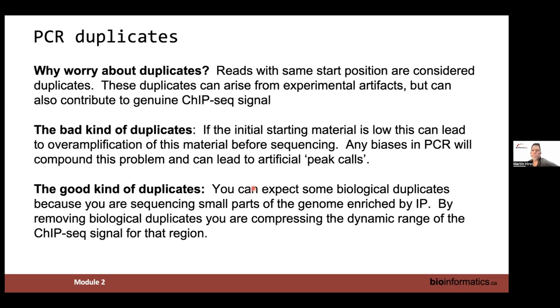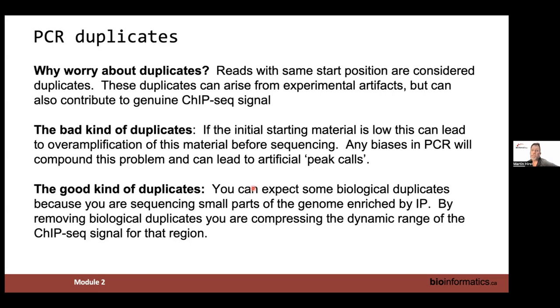So why do we care about these duplicates? Well, clearly these duplicates can introduce experimental artifacts, but of course they could also be a consequence of real ChIP-seq signal. So, for example, if we had a region of the genome that was highly occupied for whatever our target is, let's say H3K4 trimethylation, we might get what we call biological duplicates. So they're actually individual fragments of the genome that we've sampled more than once. So they are actually pulled down in the IP more than once and are really truly biological duplicates. And these can occur, and they do occur, in regions where we have high occupancy.